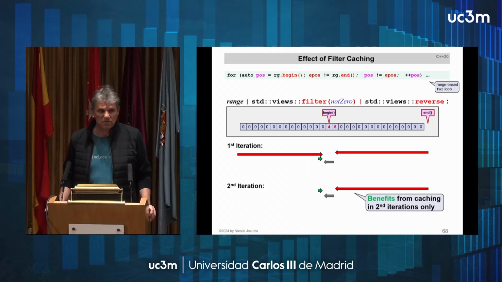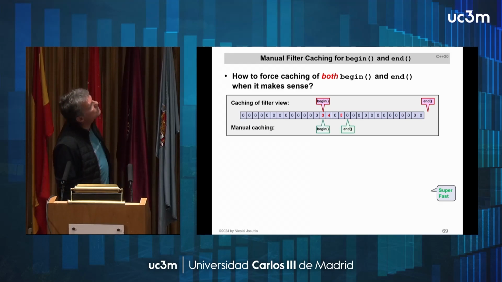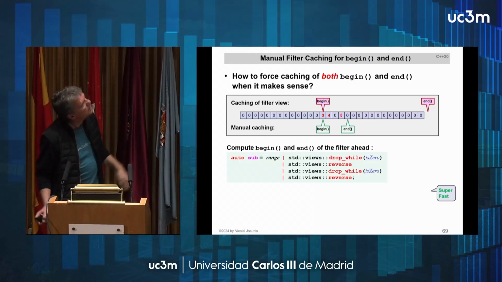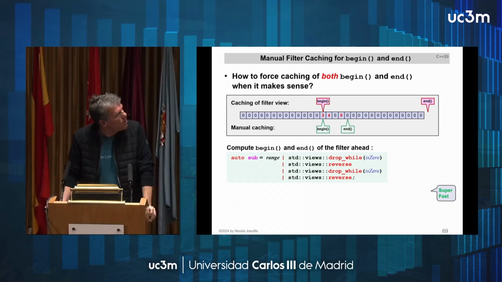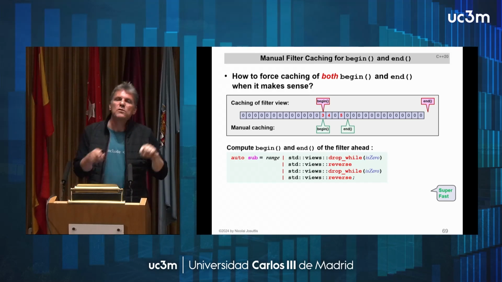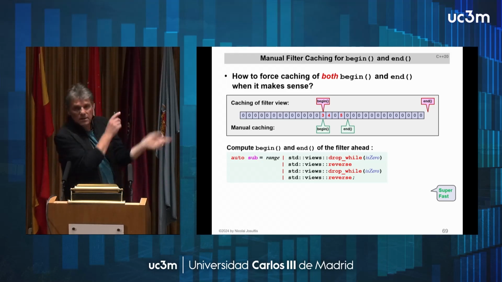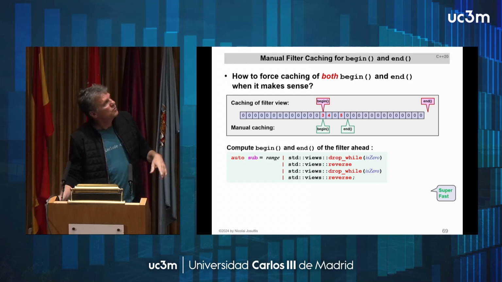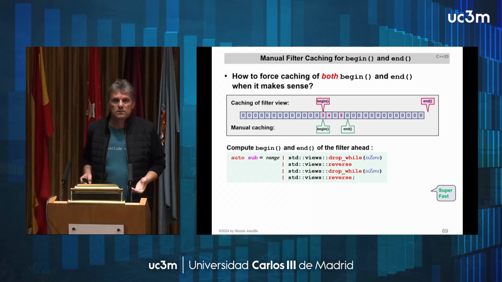Yeah, the filter caches, but it doesn't cache well. So what would I do? Well, in this case, I want to cache begin and end. So here's a way you can do that. You initially create a view that says drop all the elements that do not fulfill your predicate. Then reverse the iteration, and then drop all the elements that do not fulfill your predicate, and then reverse again, because otherwise we have the wrong order.